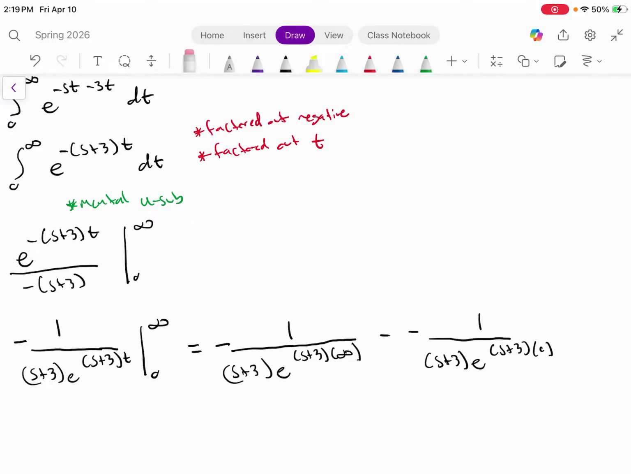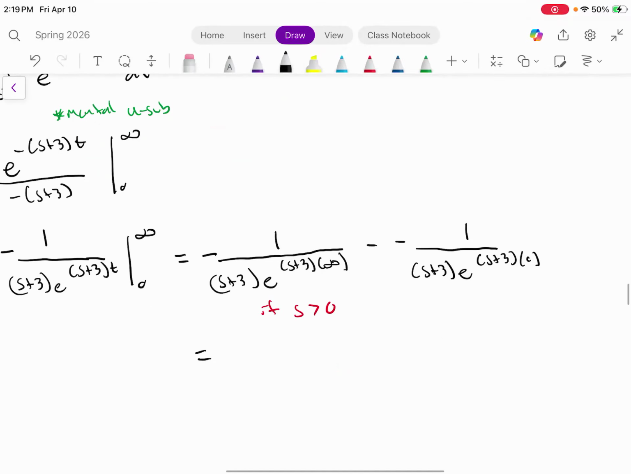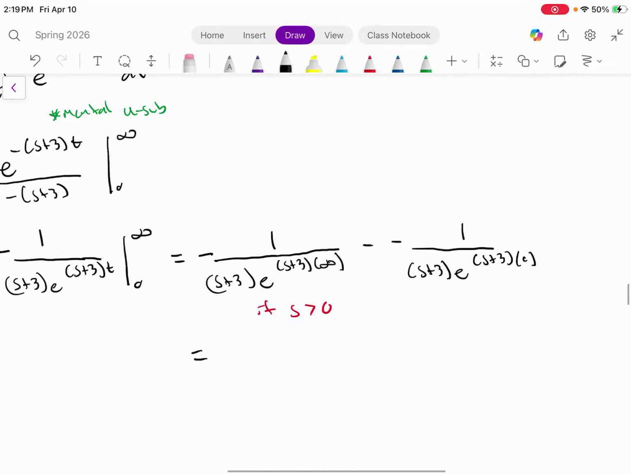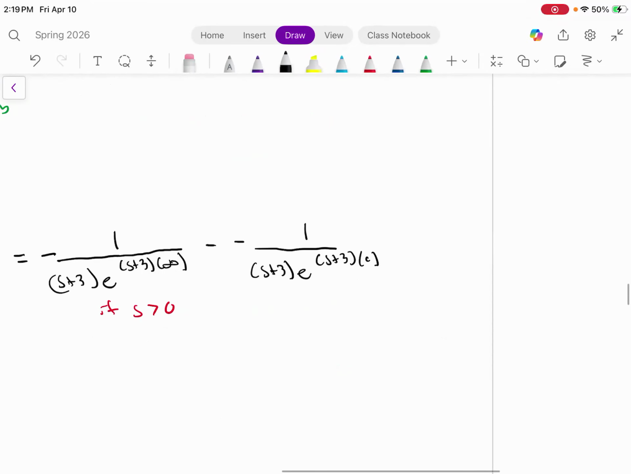But when I plug in infinity here, if s is greater than 0, this term becomes, let me write it over here, sorry. If s stays greater than 0, this term could turn into negative 1 over infinity, because the denominator could go to just infinity if s is greater than 0.